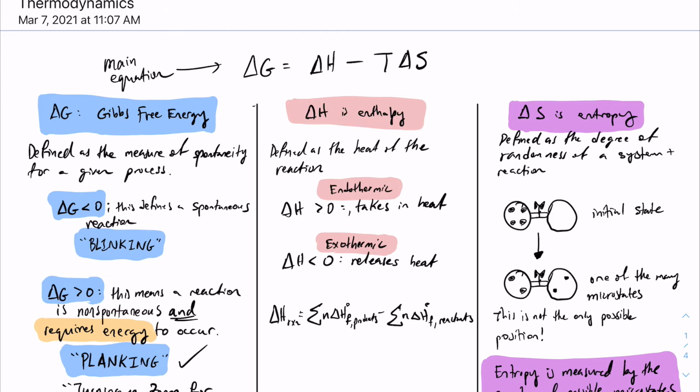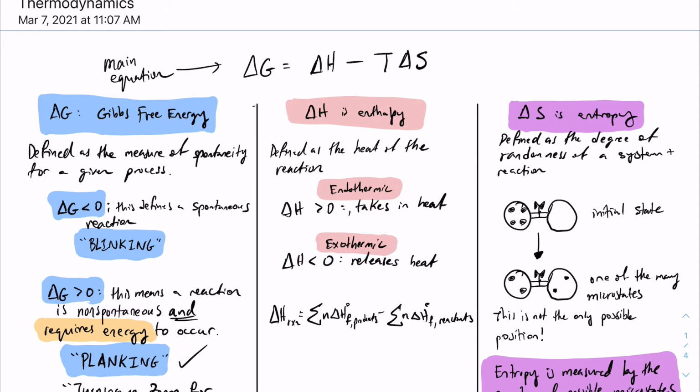Alright, so now we move on to delta H. Delta H is called the enthalpy. You can consider it as the heat given off from a chemical reaction. This is defined as the heat that is either absorbed or released during a reaction. If delta H is greater than 0, this means that we have an endothermic reaction, whereas if delta H is less than 0, we have an exothermic reaction.